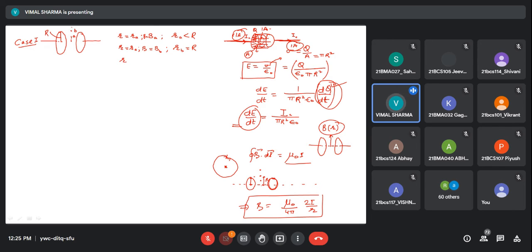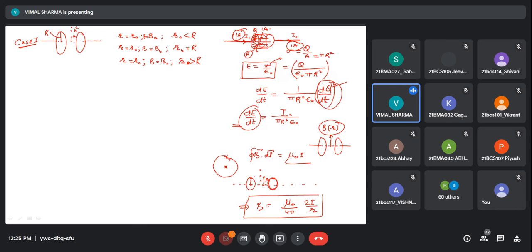Let me take case 3 when I have point C. I'm interested in finding the magnetic field there. So this r is equal to r_c. This distance is r_c. And then the magnetic field is denoted by B_c there. And r_c is greater than the radius of the capacitor plates.